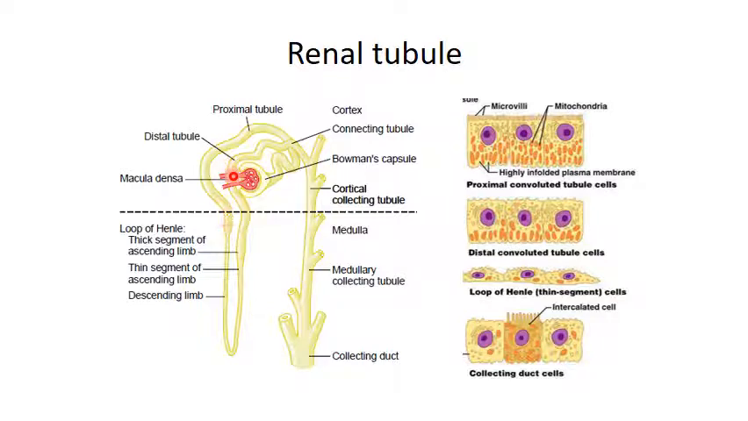Distal convoluted tubule is lined with a simple cuboidal epithelium which is non-ciliated. The very first part of the distal convoluted tubule passes between the afferent and efferent arteriole, and here these structures together make a specialized structure called the juxtaglomerular apparatus, which is responsible for the regulation of glomerular filtration.